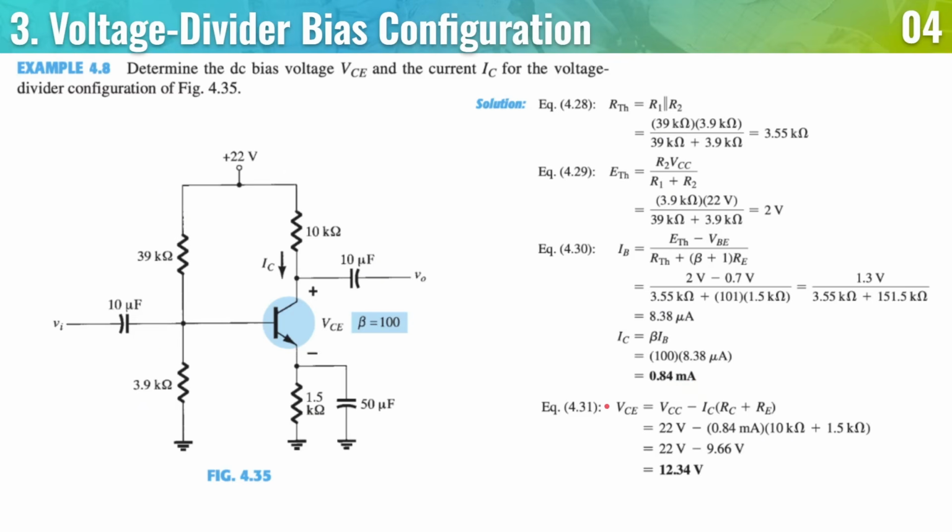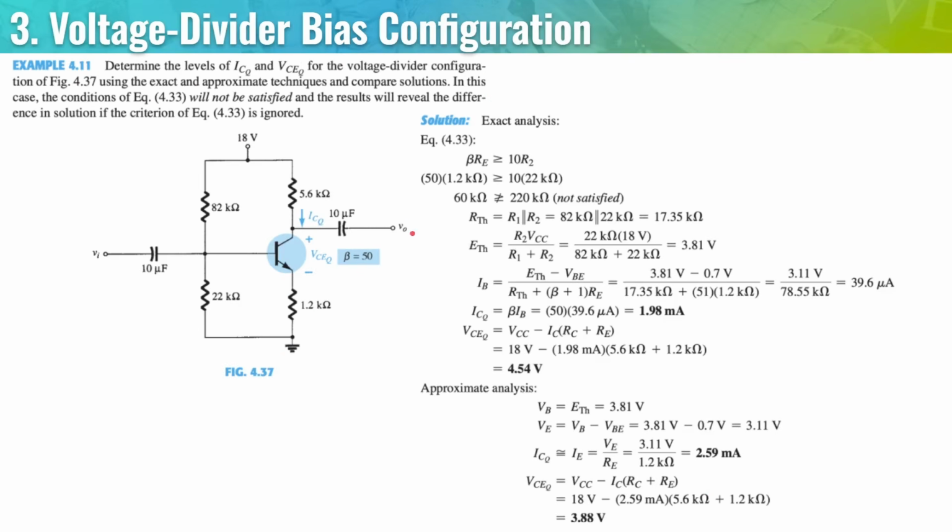Lastly, we have VCE is equal to VCC minus IC times (RC plus RE). So that's from VCC, the source, minus the drop here at 10 kilo ohms, and the drop here at 1.5 kilo ohms. The drop is multiplied by the current IC, which is the same across the collector and the emitter. So that gives us 12.34 volts. So another example.